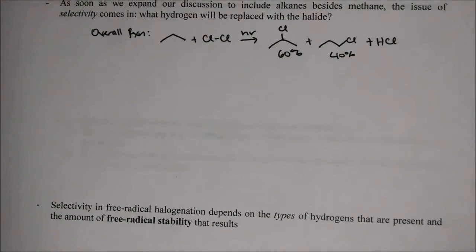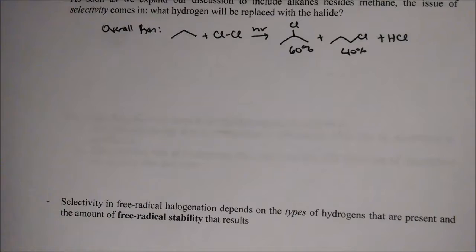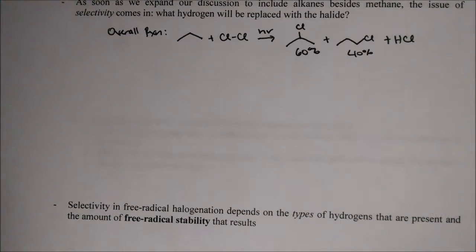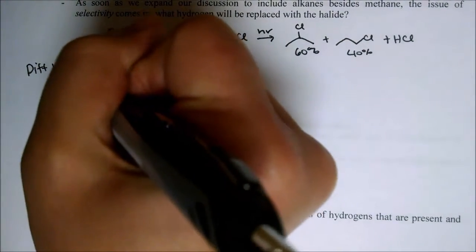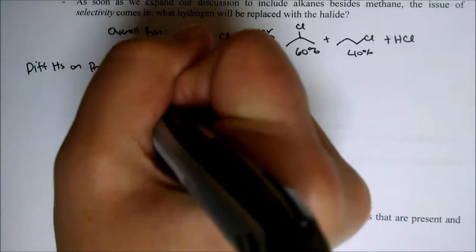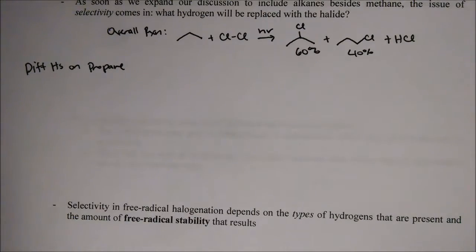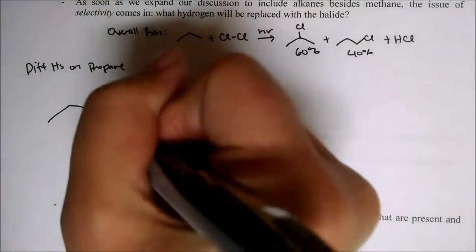So why do we even have more than 1 product? And the truth is, it's because we actually have different hydrogens on propane that can react. There are different H's on propane, okay? How are they different? It's the type of carbon to which they're bound, okay? So here's a big old drawing of propane.